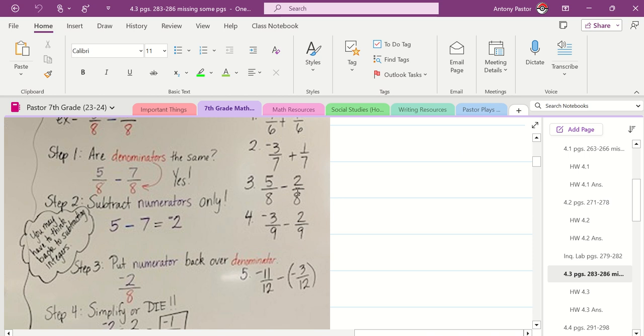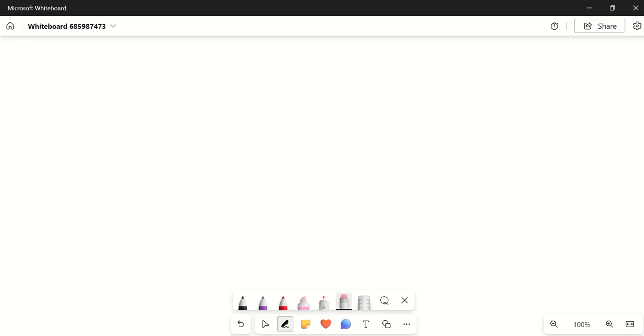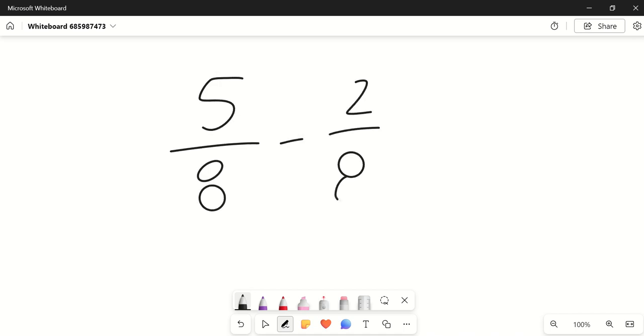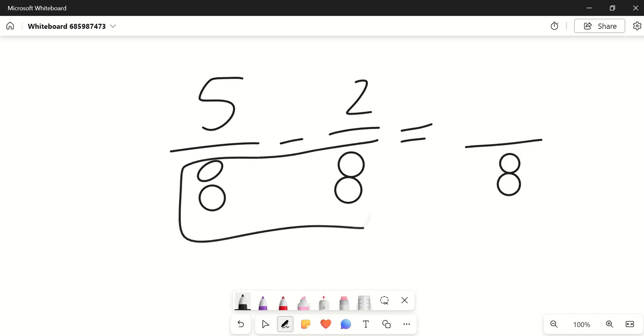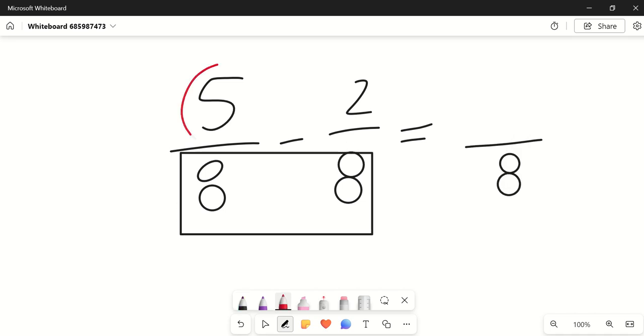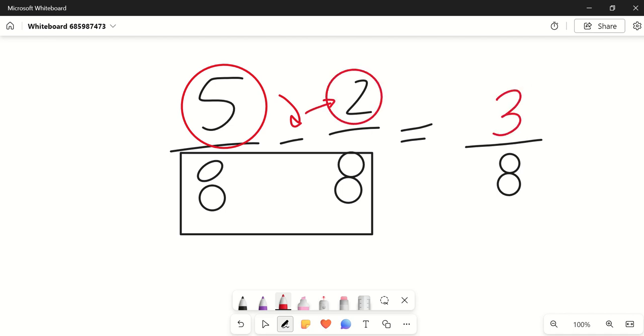Next example also has like fractions, I should say. 5/8 minus 2/8. Both are positive. Again, our denominator is going to be 8 because these are common, and we're just going to do our math regularly. 5 minus 2 will give me 3. No negative. It's 3/8, and 3 and 8 don't have any common factors. Therefore, my answer is 3/8.